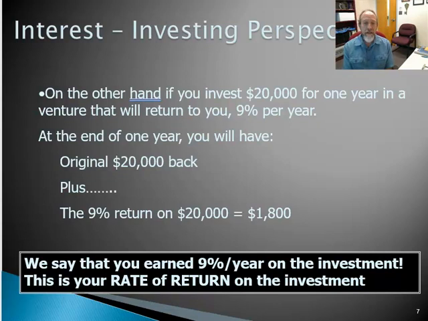If somebody borrowed $20,000 from you at 9% interest per year, or maybe you invested it in something and it had a 9% return, how much money did you get off of that? $1,800. Well, yeah, that was your rate of return, but it isn't that simple.